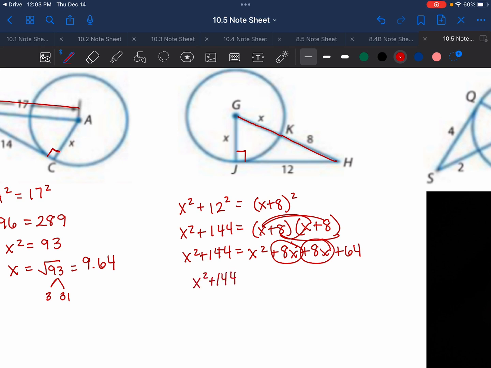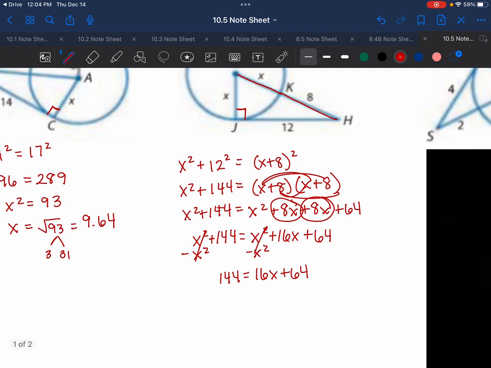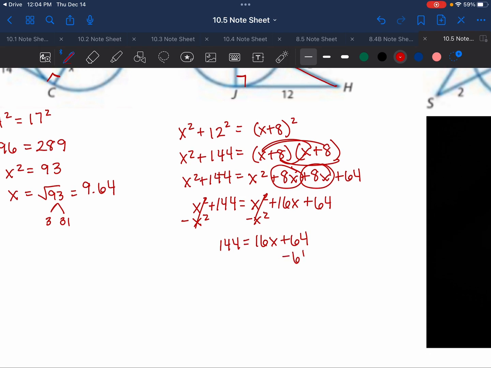So we get x squared plus 144 equals x squared plus 16x plus 64. We have a single x squared on both sides, so if we subtract that from both sides, it cancels, and we have 144 equals 16x plus 64. And we can quite easily solve for x. Subtract 64 from both sides, 80 equals 16x, divide by 16, 5 equals x.